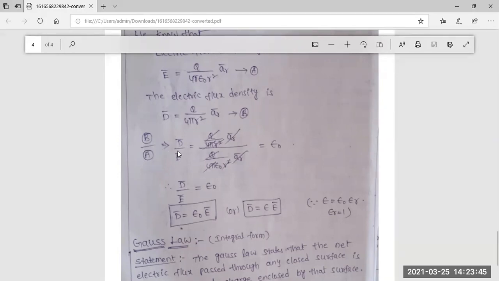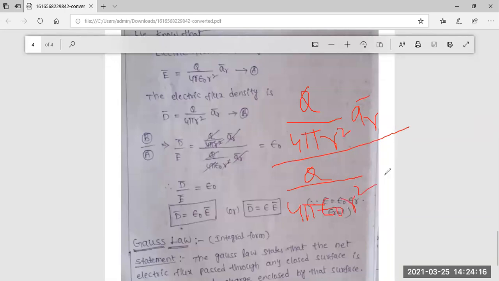We get B by A. That implies the left side is D bar divided by E bar. D bar by E bar: the D bar value is Q by 4 pi R square into AR bar, divided by the E bar value, which is Q by 4 pi epsilon naught R square into AR bar, right? So this AR bar gets cancelled. Q value gets cancelled, R square cancels, 4 pi cancels.